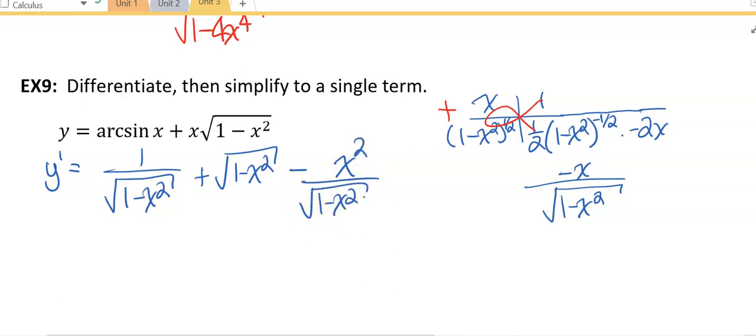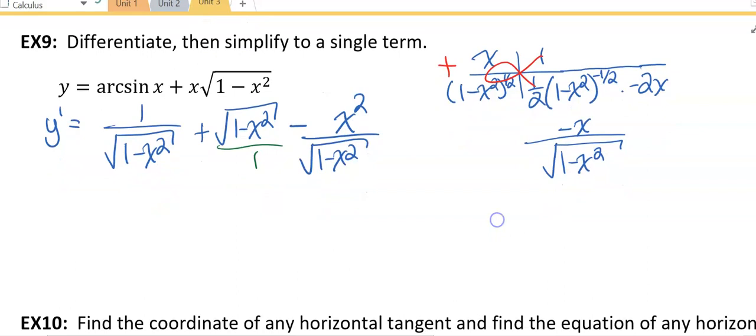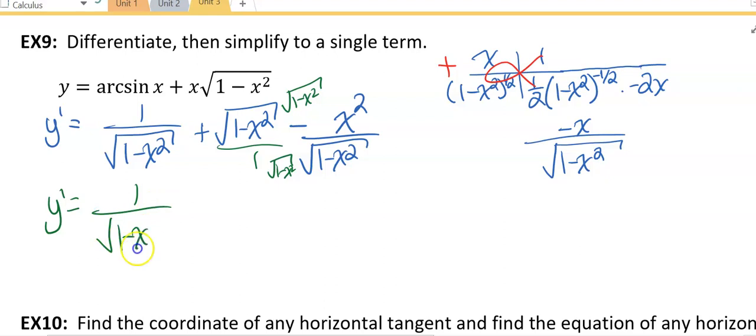Oof, bit of a mess here. I want to have the same denominator. If I put this over 1, then I can multiply top and bottom by the square root of 1 minus x squared. And what will happen is I'll have y prime equals 1 over the square root of 1 minus x squared. I want it as a single term, so I'm going to have to put this all together.